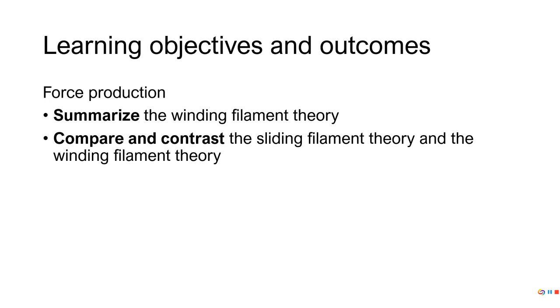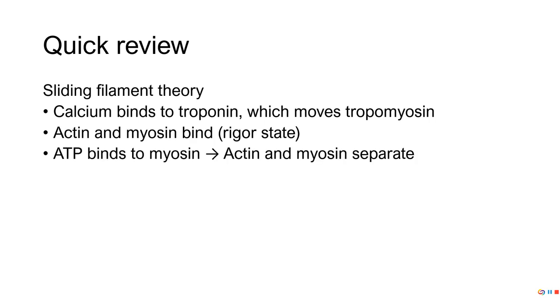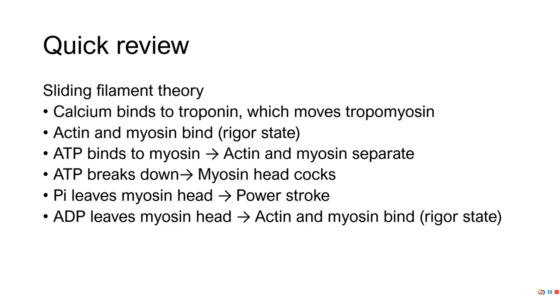So really quick, I want to go over what we talked about last time. The sliding filament theory, or cross-bridge cycling. Calcium binds to troponin, that moves tropomyosin out of the way. Actin and myosin bind. ATP binds to myosin. Actin and myosin separate. ATP breaks down. Myosin head cocks. Phosphate leaves. Power stroke. ADP leaves. Actin and myosin bind together.